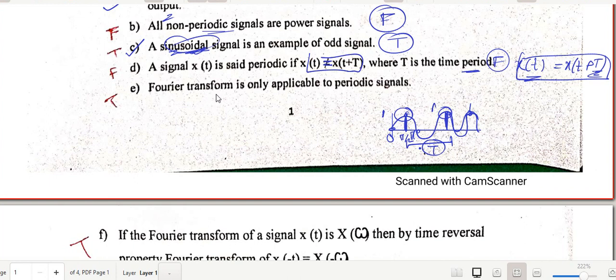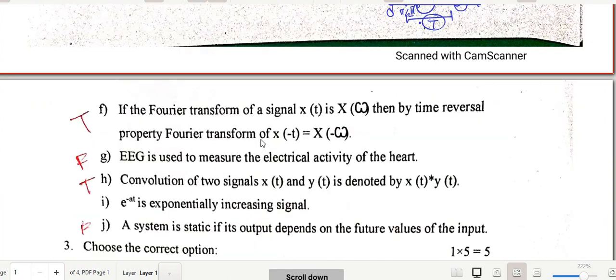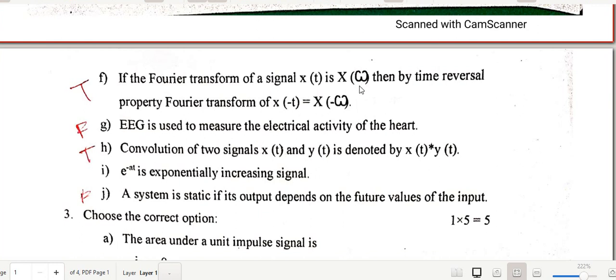Next question: Fourier transform is only applicable to periodic signals. So this is again true, because Fourier transform is applicable to periodic signals. The next question: if the Fourier transform of a signal x of t is X of omega or X of j omega, then by the time reversal property the Fourier transform of x of minus t will be X of minus omega. This is basically a simple property of the Fourier transform.